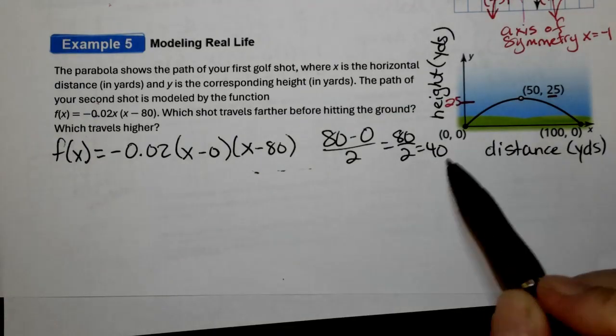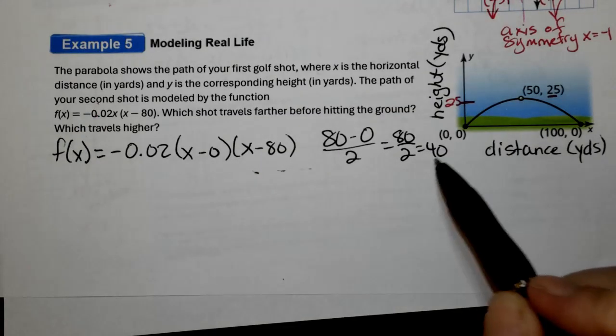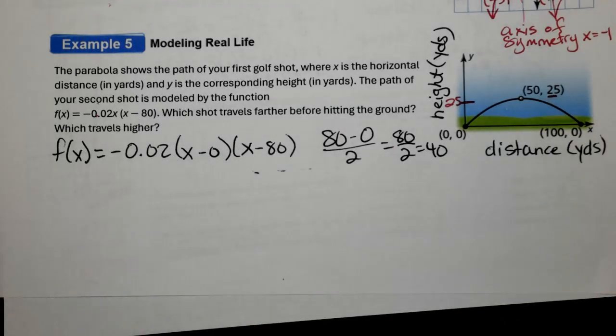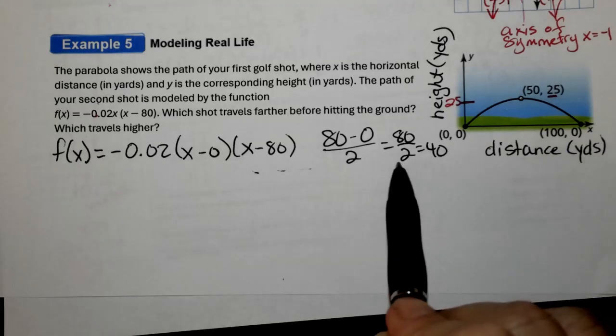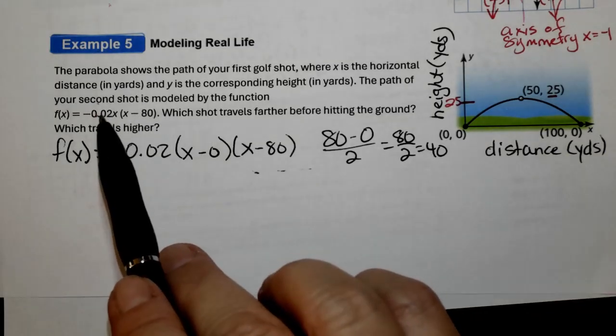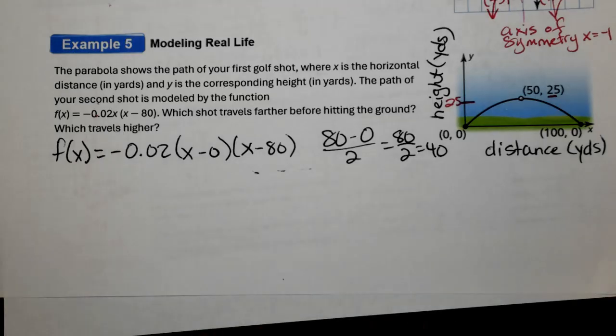Don't get too excited. That's the axis of symmetry. Now we have to take the axis of symmetry, plug it into our equation. Yes, we've been literally doing that with every example, I think. Taking a number, plugging it back in. So I want you to pause the video, plug in 40, see what you get for your maximum height.